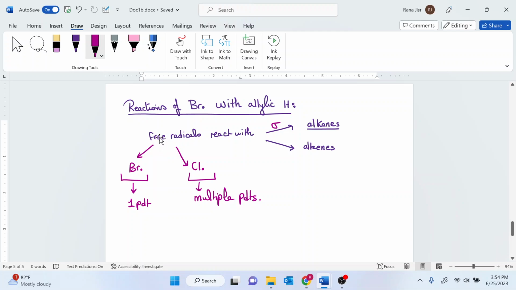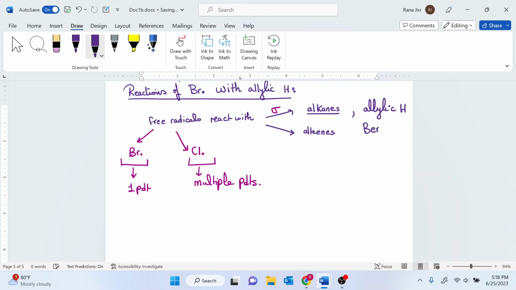In this section, we are still in the reaction of free radicals with the sigma bond. But instead of the free radical replacing the alkane hydrogen, the free radical is going to come and replace the allylic hydrogen. They can also take the benzylic hydrogen. We've talked about allylic hydrogens and benzylic hydrogens, and we said that these are the weakest sigma bonds. So free radicals can easily take these hydrogens.